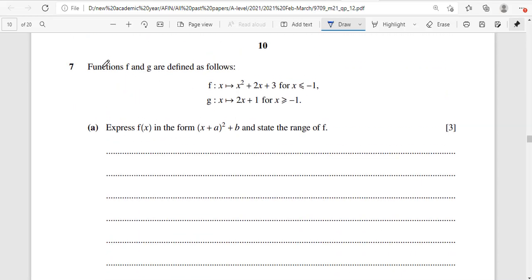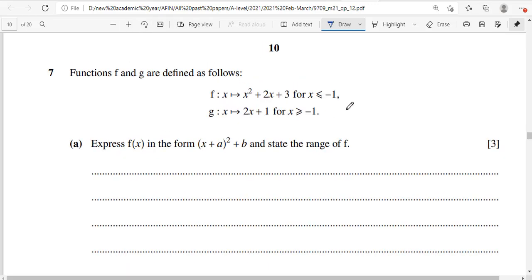Okay, functions. Functions f and g are defined as follows. f is x squared plus 2x plus 3, while x is less than negative 1. And g is 2x plus 1, while x is greater than negative 1. Then express f in the form of (x plus a) squared plus b.